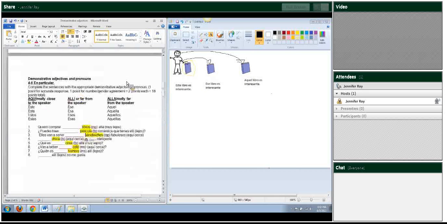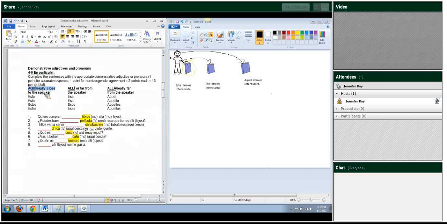If you look on the left, when you talk about things that are really close to the speaker, you use este, esta, estos, or estas. If you talk about something that's far from the speaker, but not really far, you're going to use ese, esa, esos, or esas. And if you talk about something that's really far from your speaker, you use aquel, aquella, aquellos, aquellas. Okay? So you use a form of este if it's close to you, a form of ese if it's a little far from you, and a form of aquel if it's way far from you. So what you're saying here is this book is interesting, that book is interesting, and that book way over there is interesting.